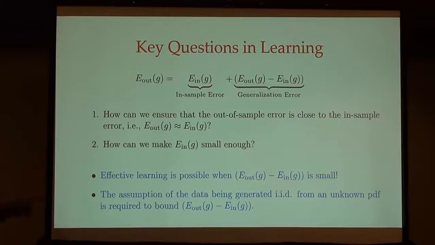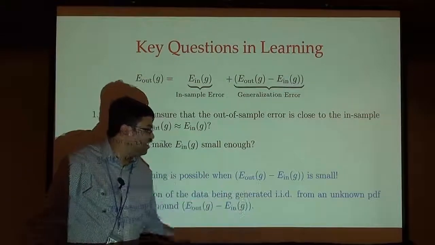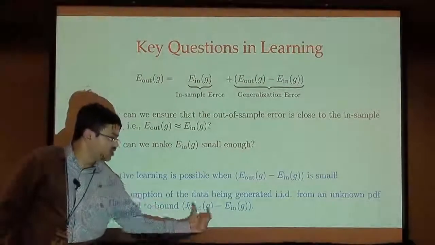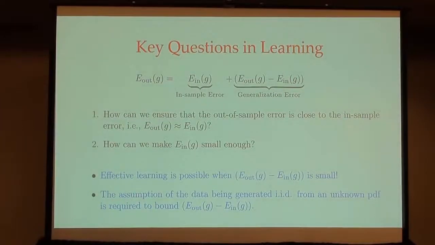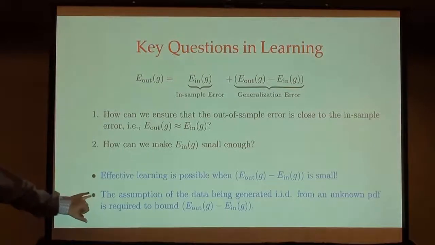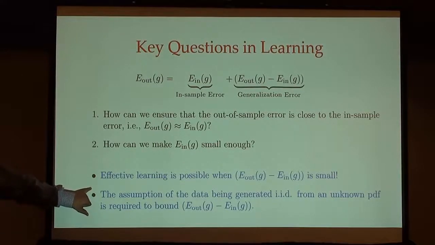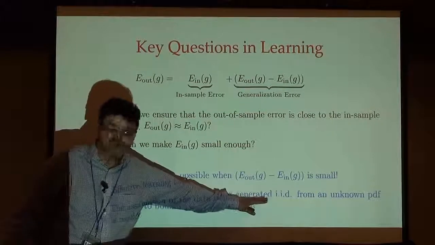And the assumption of data being generated IID is required because that can actually help you bound this E out G minus E in G. Now, this is essentially a semester course by itself, so I cannot really do that. But I will give you a flavor or an overview of what people usually ask in here, okay? And then I will talk mostly about this part. But you don't know what is E out of G. No, you don't know, but you can still bound, and that's where this assumption is required.